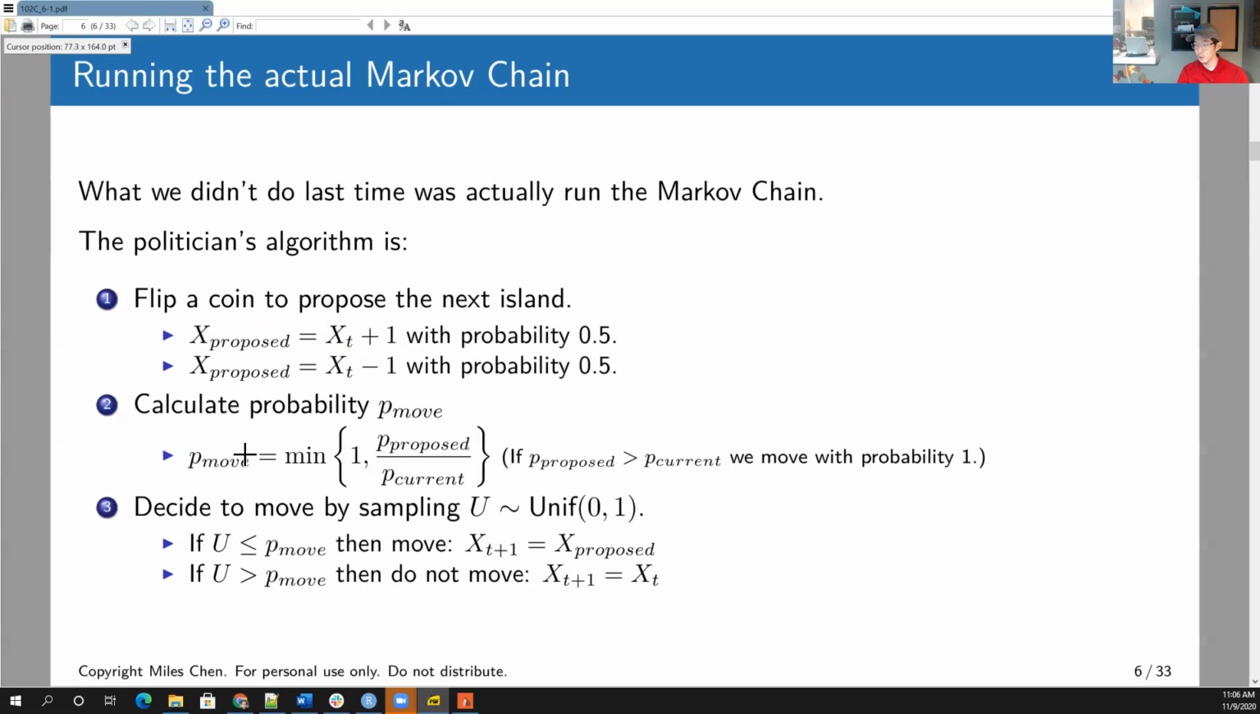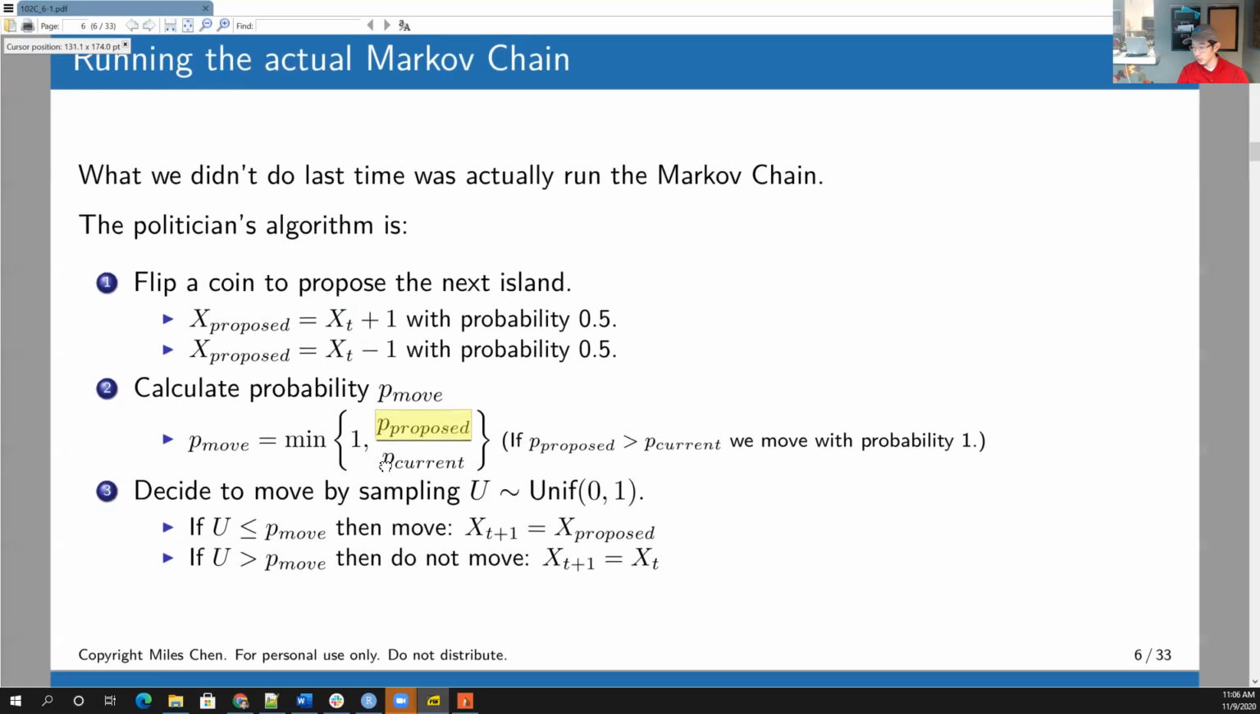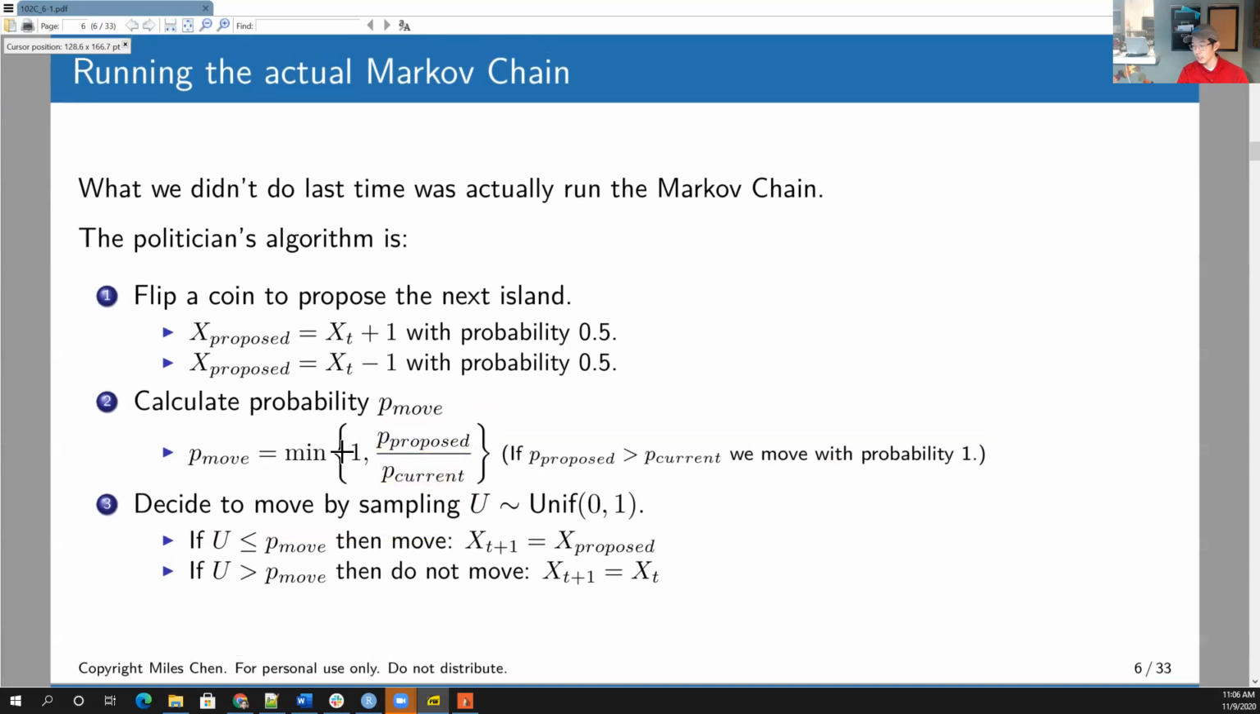The probability of moving is going to be P proposed divided by P current, okay? I have to throw in this min here because if the proposed location has a higher probability than their current location, P proposed divided by P current is greater than 1. And we know probabilities are bounded by 1. You're not allowed to have a probability that's greater than 1. So P move is going to be the minimum between 1 and whatever this fraction is.